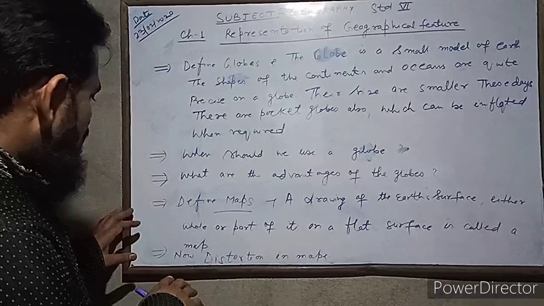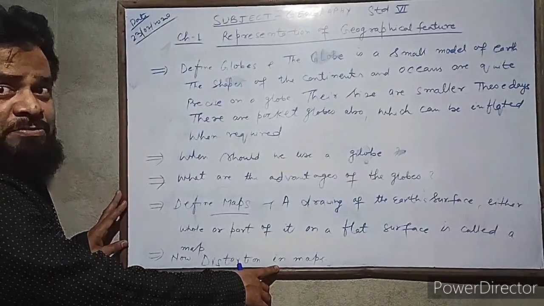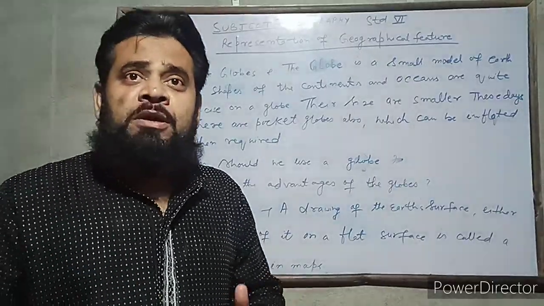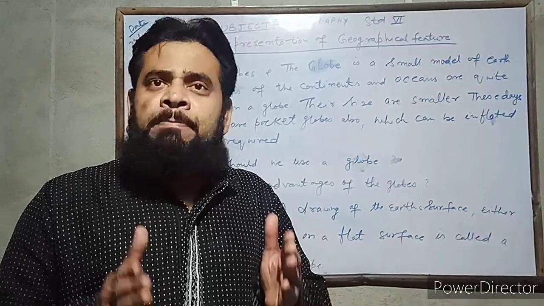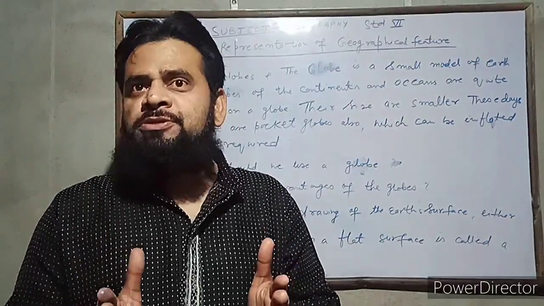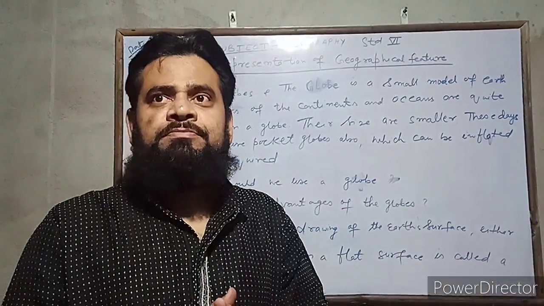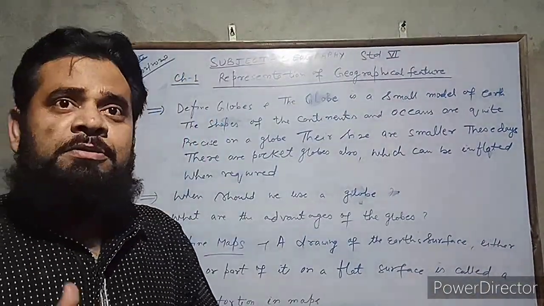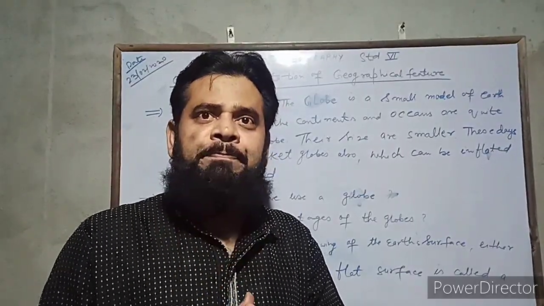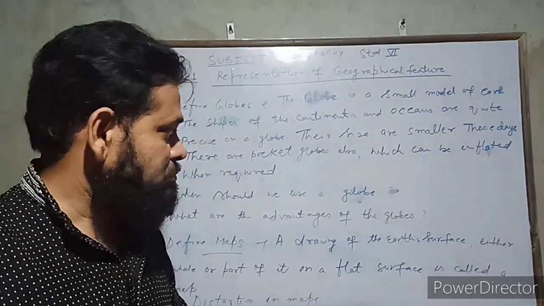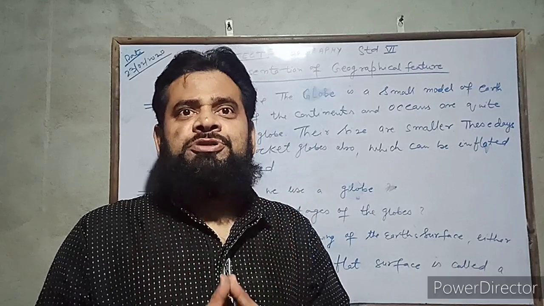Now, distortion in maps. Distortion means deformation. Maps will have deformations in one or more of these properties, like distance, direction, area, shape, or scale. Some projections are known as compromise projections.